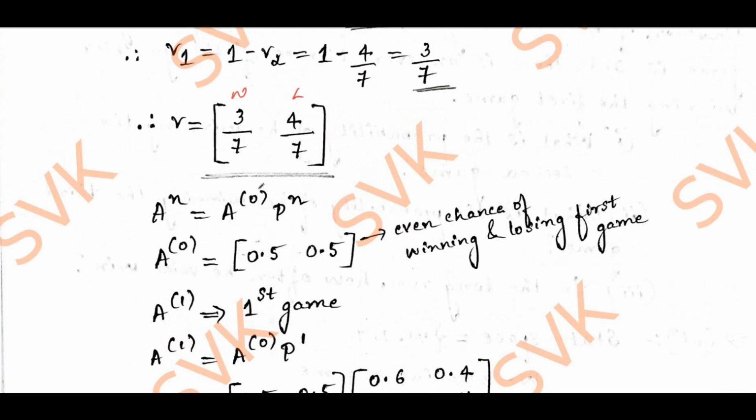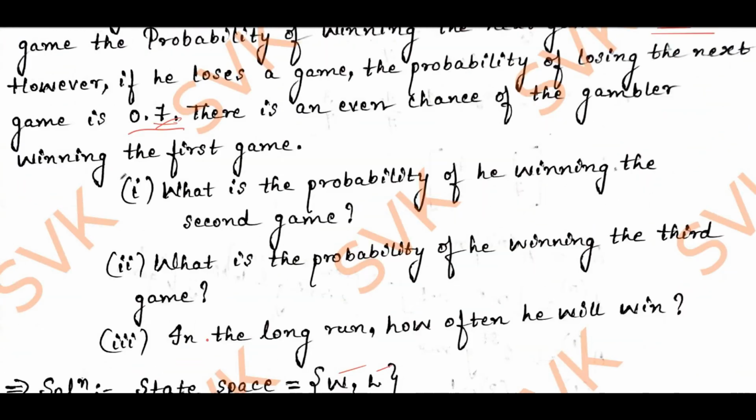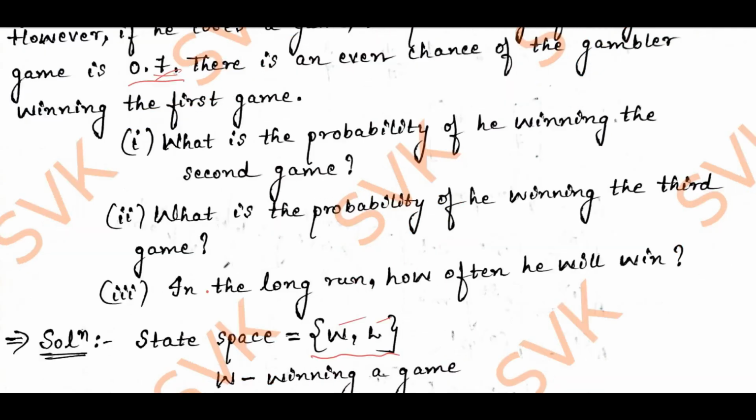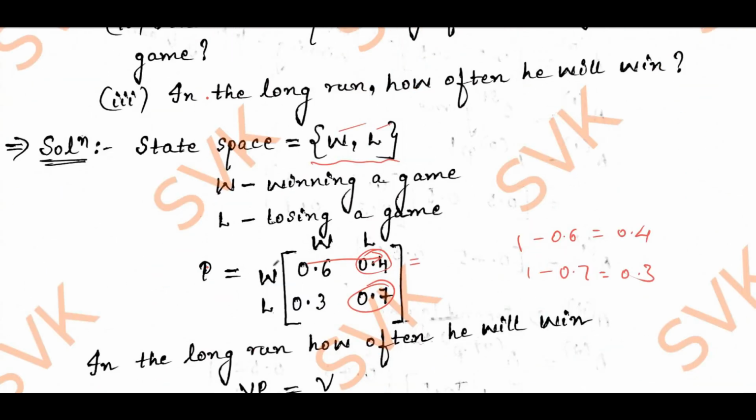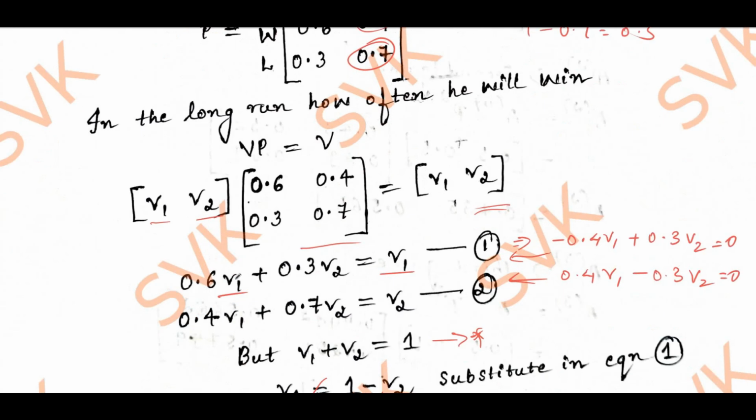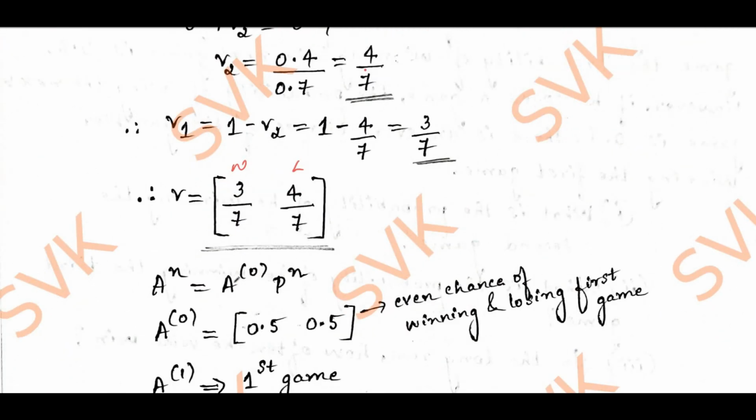Then the problem is on finding, see here, what is the probability he is winning the second game. So in the first, this is the initial probability we have found, p, just a probability vector, and we have found the transition probability matrix. For this, if it is winning the second game or third game, we need to solve for p square, p cube and then multiply with the initial probability matrix. So we are going to fetch the winning of the second game or third game.